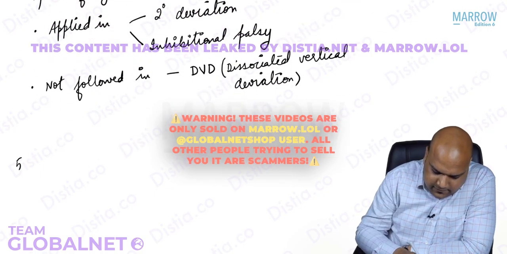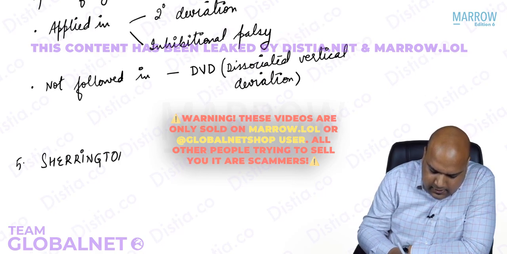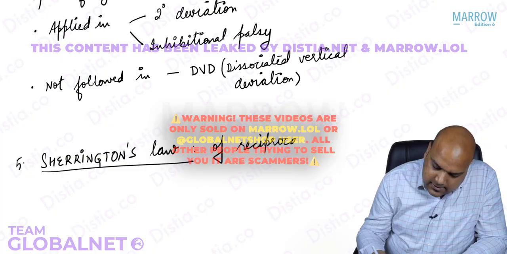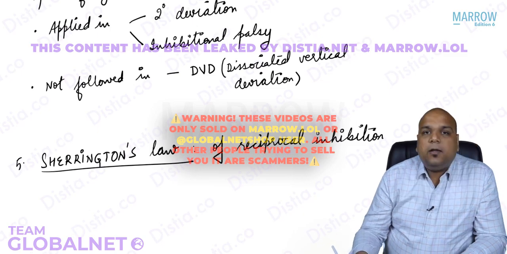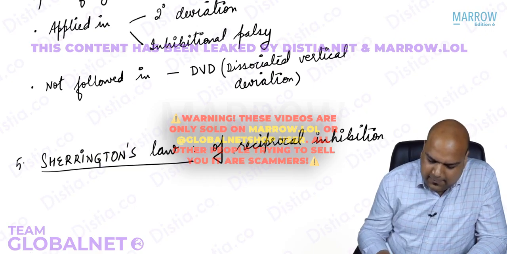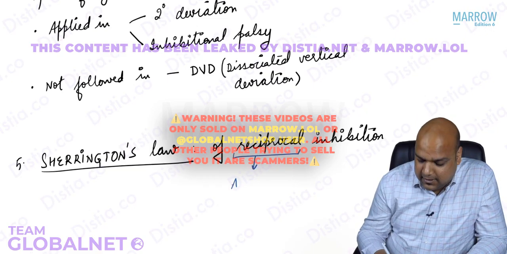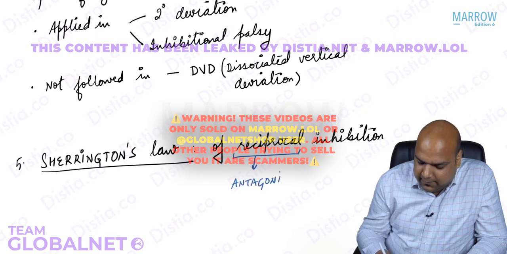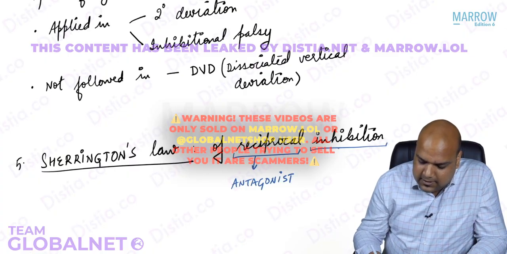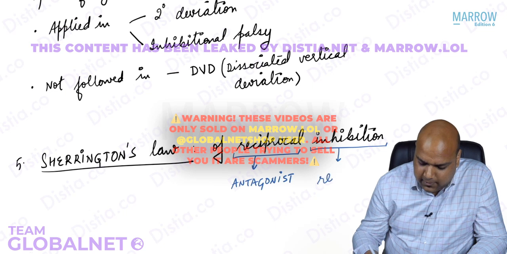Point number 5. Another law, everybody. The name is Sherrington's law. Sherrington's law of reciprocal inhibition. What do we mean by this? Two simple English words, everybody. Reciprocal. Reciprocal means opposite. Opposite muscle means antagonist. So if I apply this much of brain, I know this law is talking about the antagonist muscle. And inhibition of a muscle means it should not be able to work. It should not be able to contract.